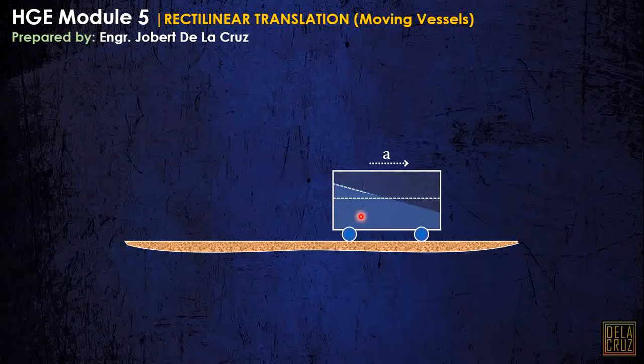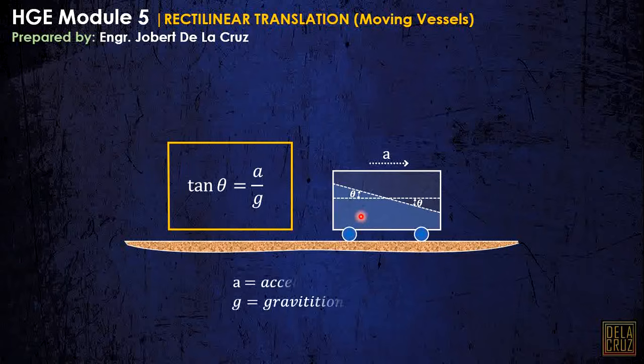Now, we can calculate the angle of inclination of the water surface here, and let's call that theta. Now, that can be solved using this formula. Tangent of theta is equal to a over g, where a is equal to the acceleration and g is equal to gravitational acceleration, or the gravity.